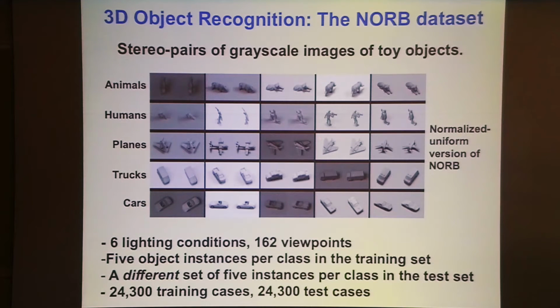So here's a database that Yann LeCun developed, called the NORB database. It has animals, humans, planes, trucks, and cars. The humans, these are American toys. So they're little plastic toys. He painted them all green, so you can't use color to discriminate. Then he put them on a turntable and got lots of viewpoints of them in different illuminations.